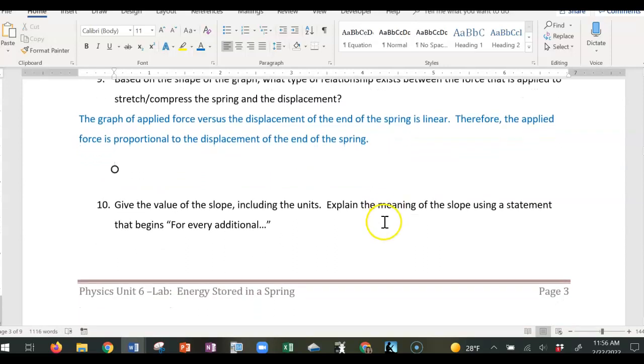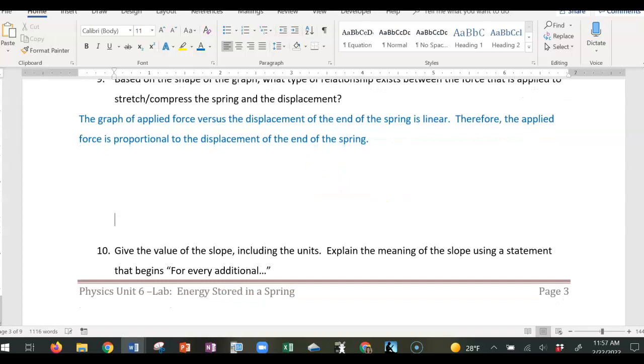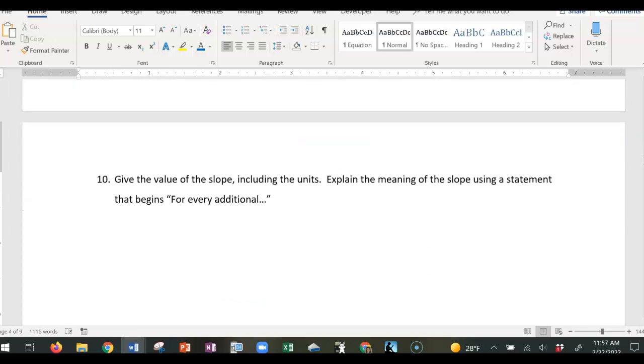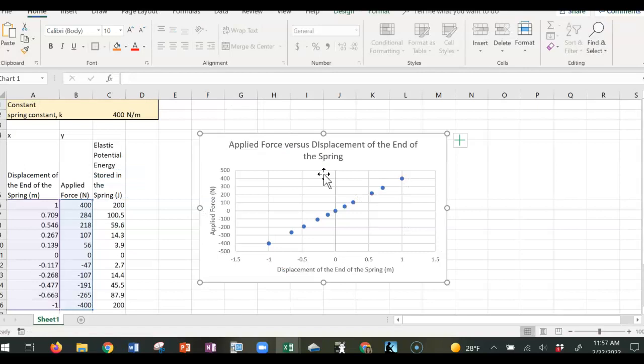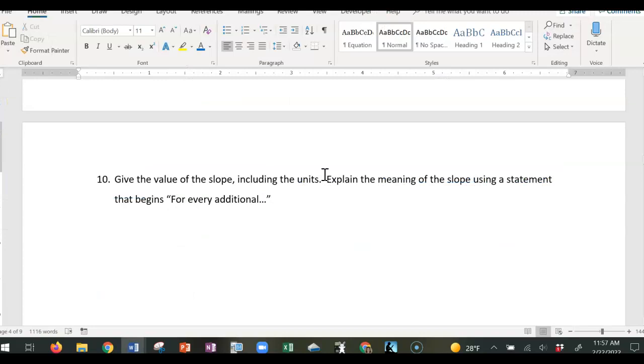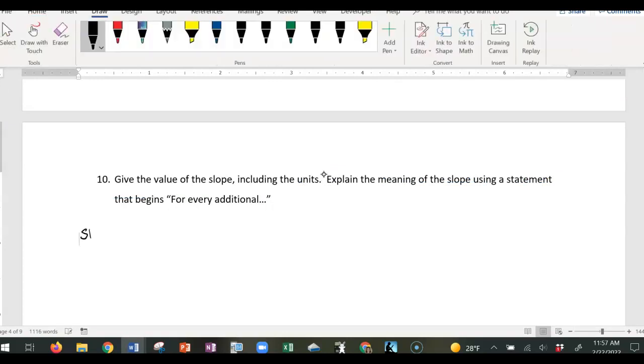At step 10, it says give the value of the slope, including the units, and then explain the meaning of the slope. So every one of these points is on the line, right? And so I'm just going to choose 2 values from my table and use those to calculate the slope. So the slope, and I'm going to show the calculation, that's very important.